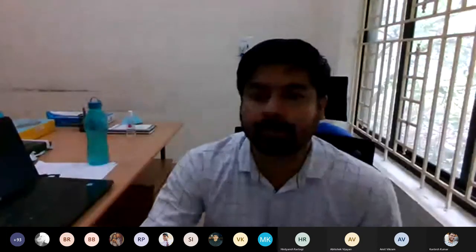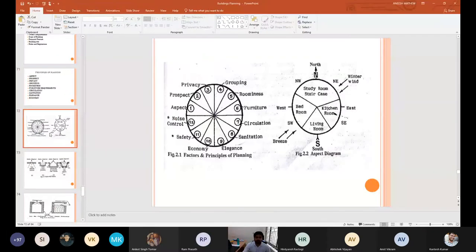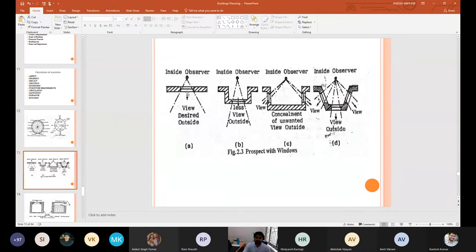I will share the PPT. Yes, so this is aspect, this is prospect that we discussed. Here you see less view. Here you can see how the internal observer's vision goes, in that angular vision. In the third case you can see it's getting more prospect view. In the fourth one, it's getting more than average observation. That is the prospect view by the inside viewer. So it shows how to achieve the best possible prospect from window projections.